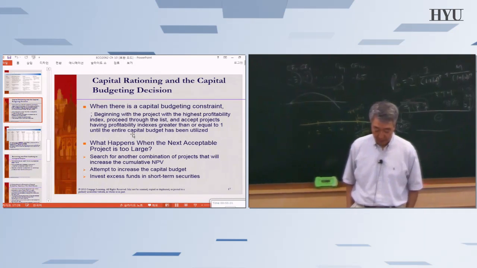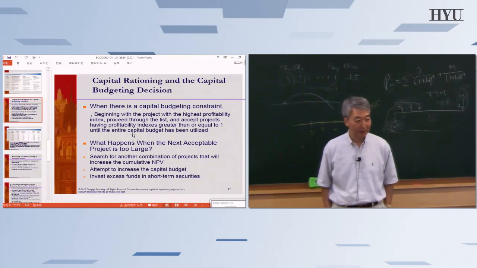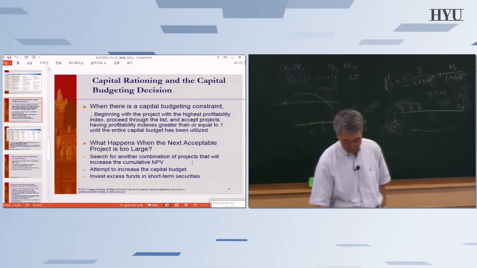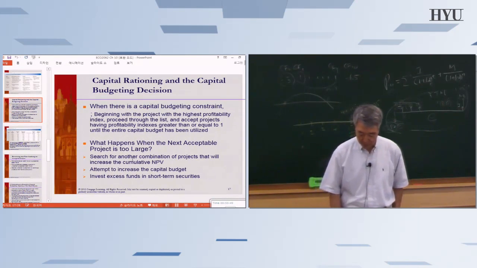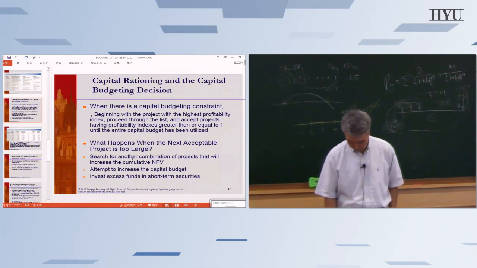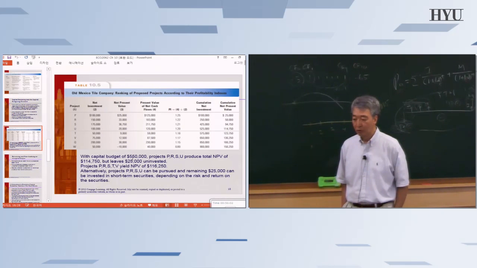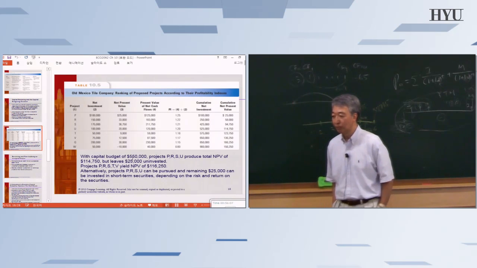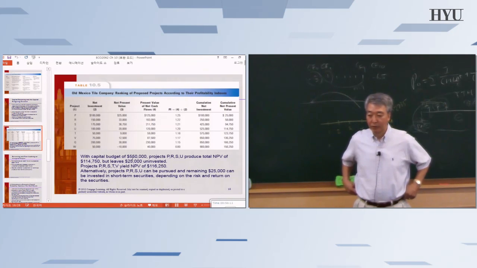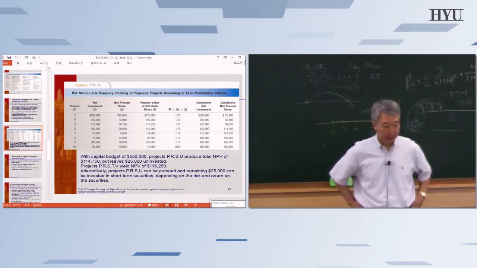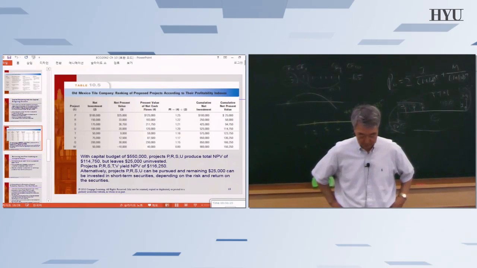If you cannot find that combination, then you attempt to increase the capital budget. Of course, it's an obvious thing, right? If you can't do that, if neither is acceptable or feasible, then put the excess funds in short-term securities. Why short-term securities? Less risk, right? And who knows, tomorrow you may come up with a new idea, or a new profitable project, right? And so you don't want to lock up your money in a long-term investment. Even though long-term investment usually pays higher interest than short-term investment, right? Okay. All right, that's the idea.